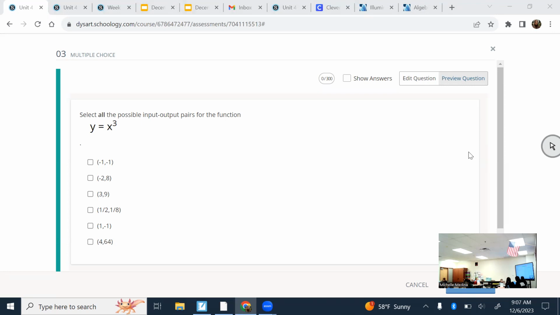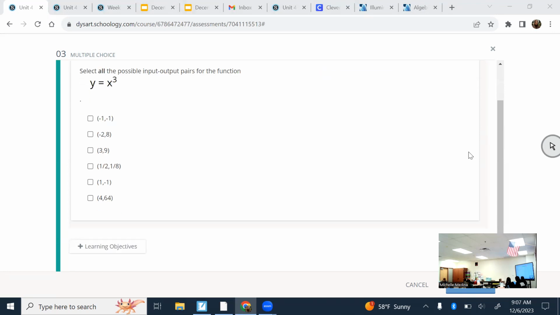But inputs are all the what of a function? X's, and these are all in coordinate form. So if I plug in all the X's and I get whatever they're paired with for the Y, then that is a possible input output pair. So like, let me try the first one. And anytime you plug stuff in, use parentheses. So they're saying that Y is -1 and that X is -1.